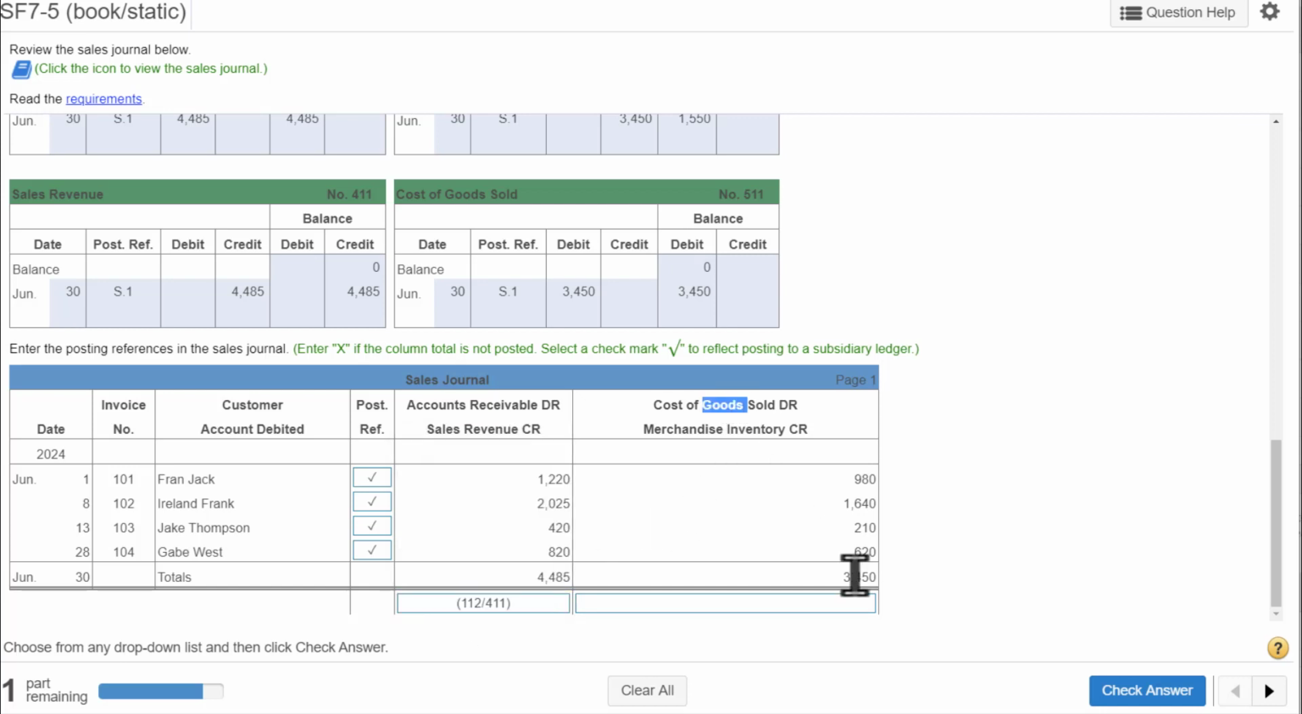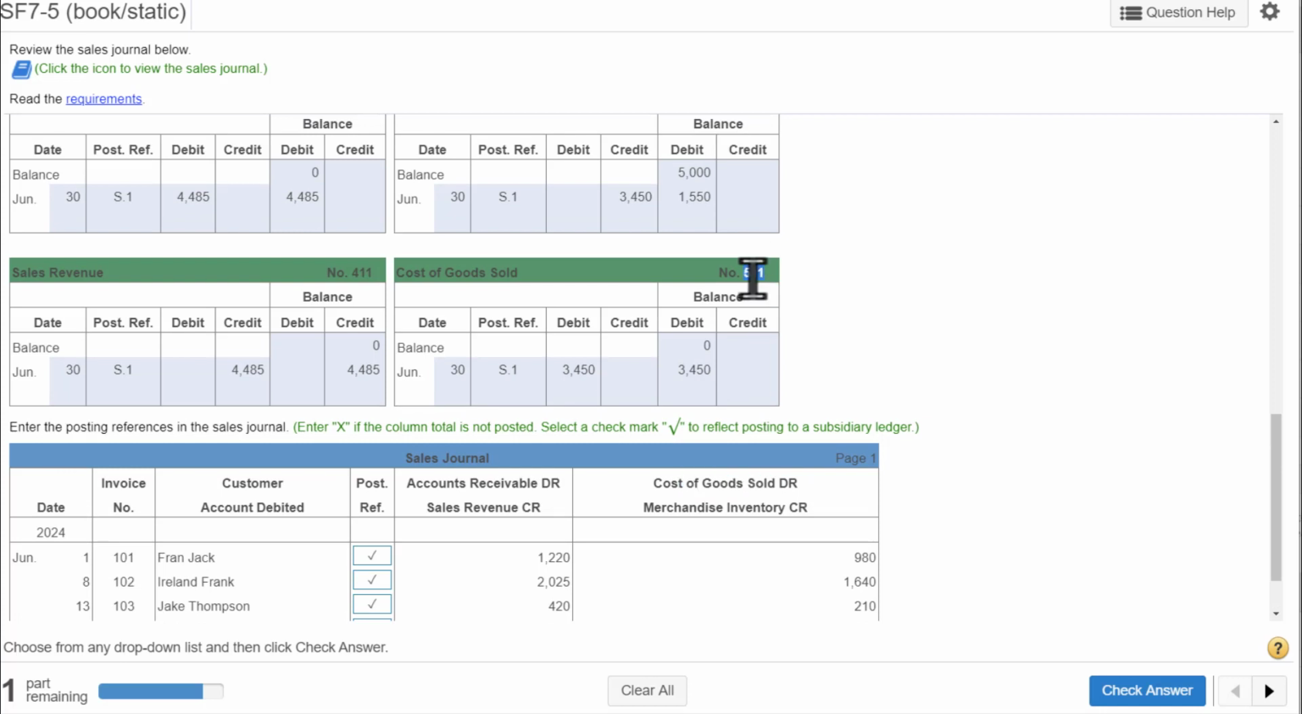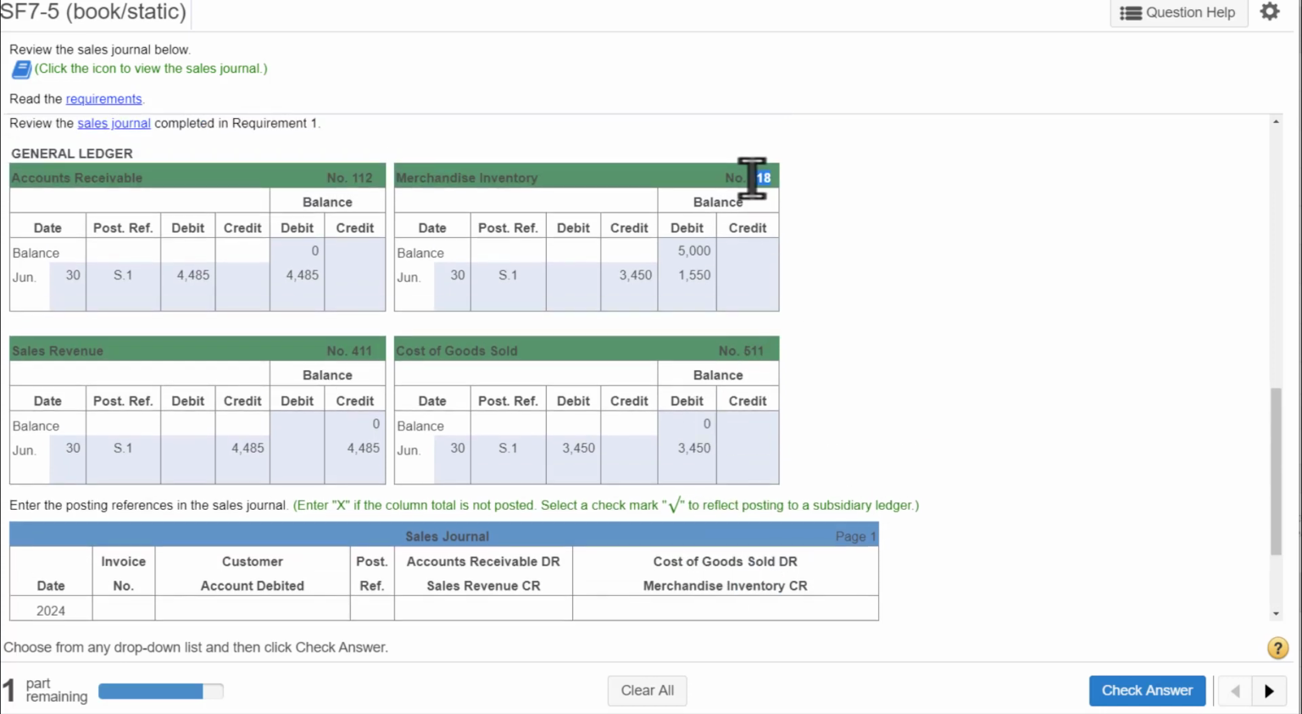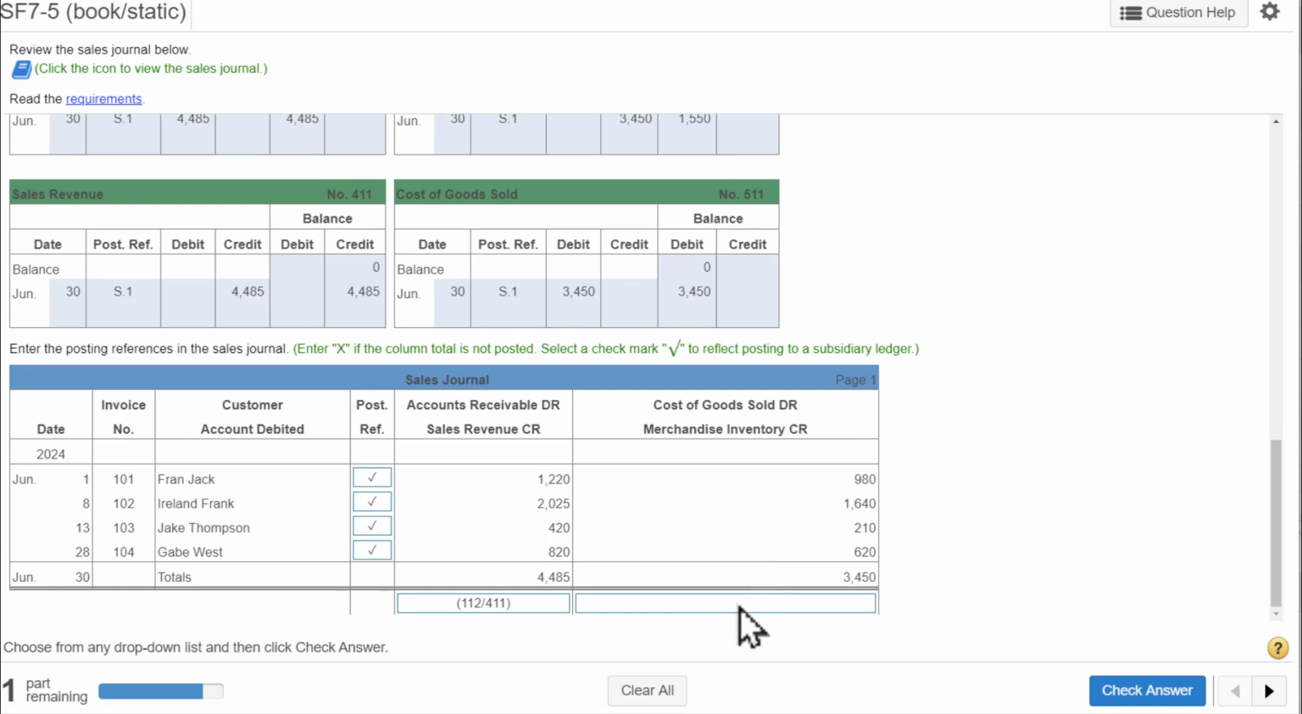Cost of goods. Okay, so next, where did we post this 3450 to? We posted to COGS. So COGS is account 511. We posted to inventory, which is account 118. So we're looking for a post reference of 511/118.